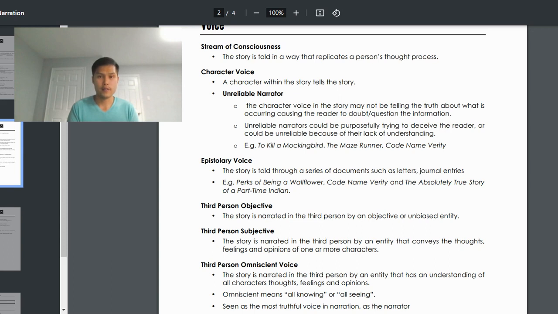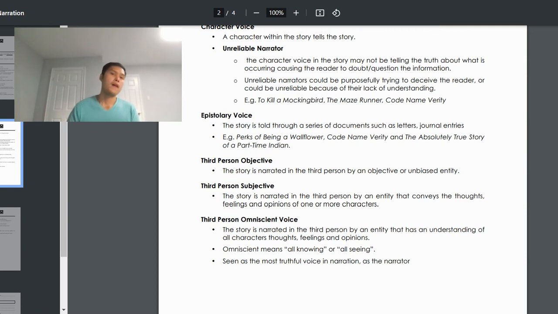Epistolary voice: the story is told through a series of documents such as letters and journal entries, and a few different types of text, to give you an example. Now, a common thing that we also look at is third person: third person objective, third person subjective, and third person omniscient voice. It's very important you understand the difference between the three.